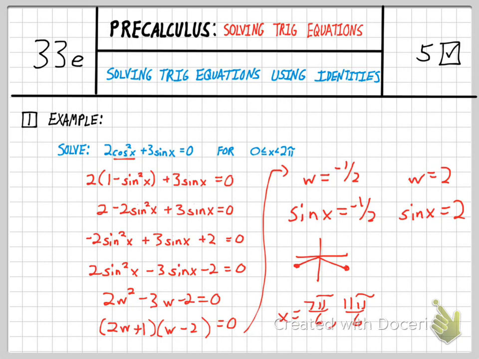And sine of x equals 2, if you think about that, is a no solution answer. We can never have an angle whose sine is more than 1, and so there is no solution to that piece. Alright, our final answers for this original problem are the only two angles that satisfy the original equation.